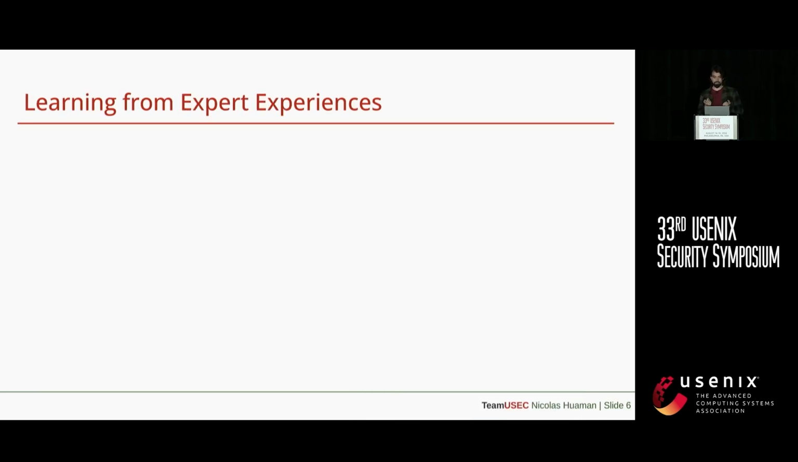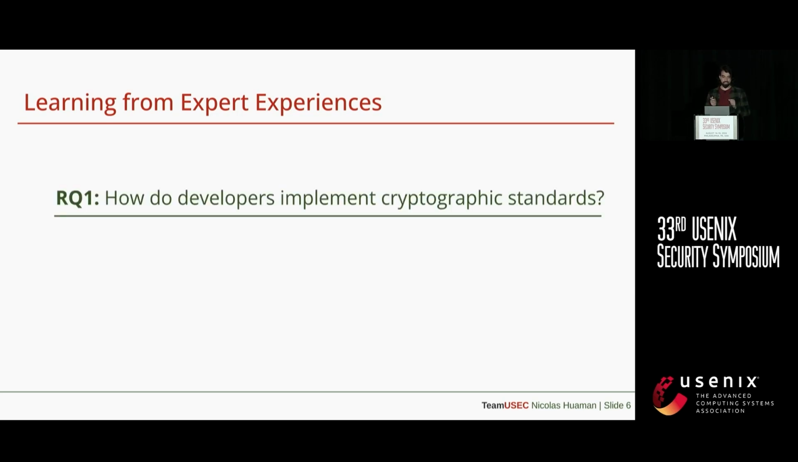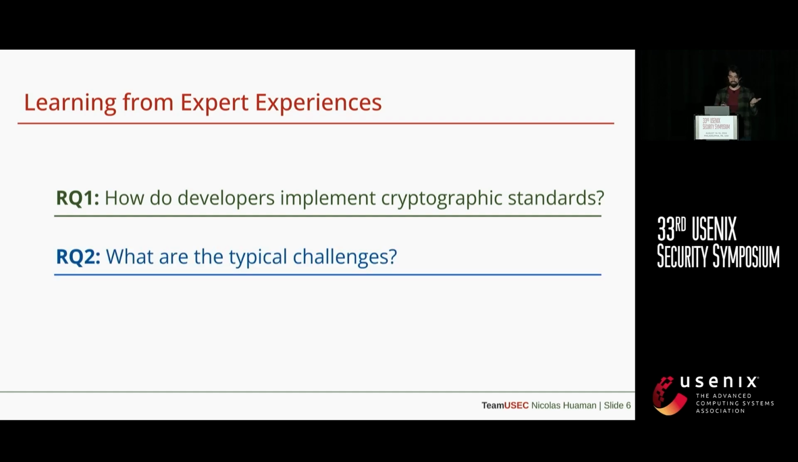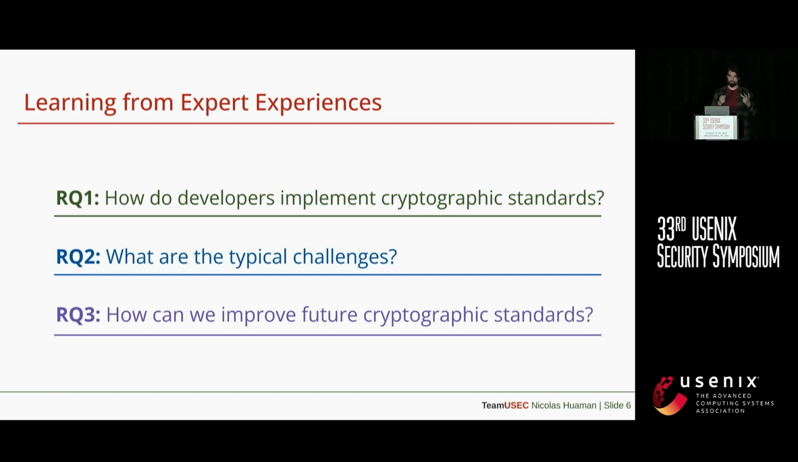So, learning from expert experiences. For this work, we looked at 3 core questions. First, how do developers implement cryptographic standards? Second, what are the typical challenges they encounter when implementing standards? And third, how can we use this knowledge to improve future cryptographic standards? So, since we have limited time, let's zoom in on a few key findings for each of these questions. There are, again, more in the paper.